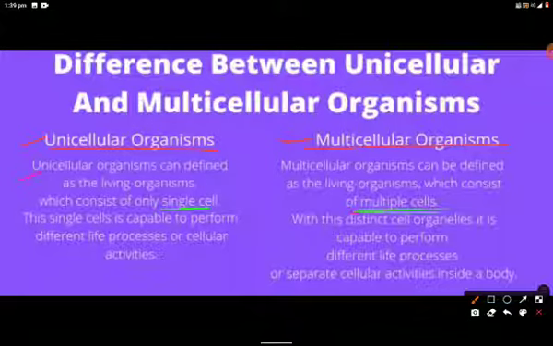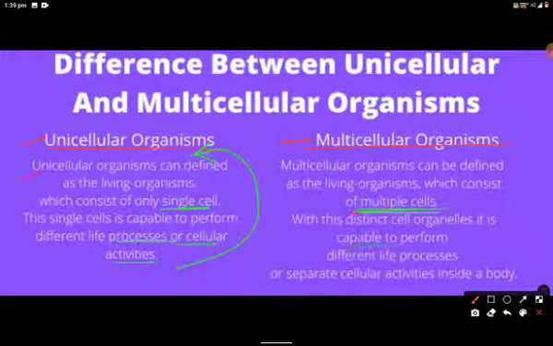This single cell is capable of performing different life processes or cellular activities. In unicellular organisms, only one cell can perform different life processes or cellular activities, but in multicellular organisms, distinct cells with different organelles are capable of performing different life processes or separate cellular activities inside a body.